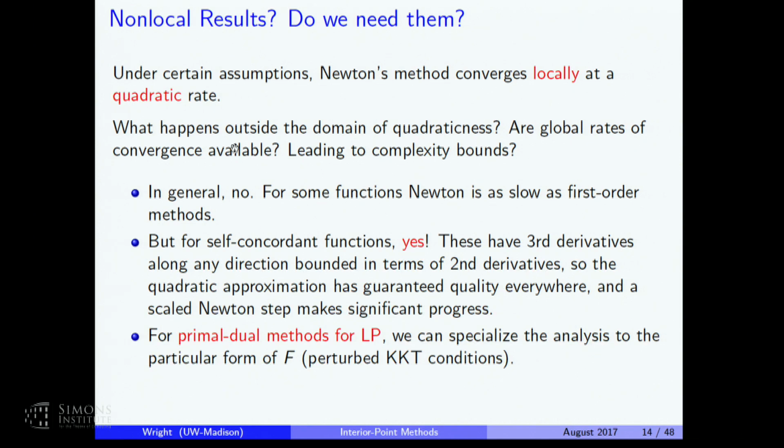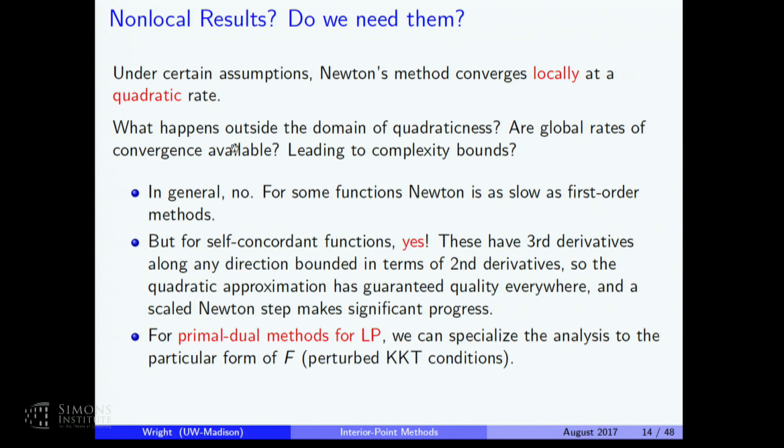In general, if you're just dealing with general functions, there isn't really any guarantee that Newton is any faster than a first-order method. You can construct functions where Newton's method takes as many iterates as a gradient method. However, these are very special functions we're dealing with here. They're almost linear except for that complementarity term.